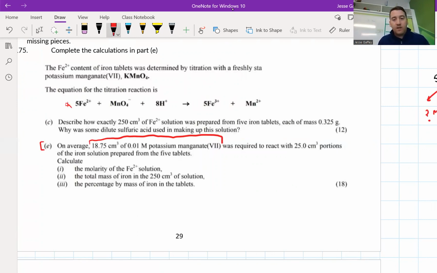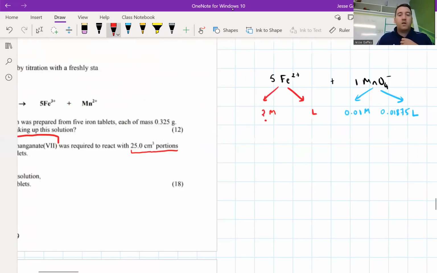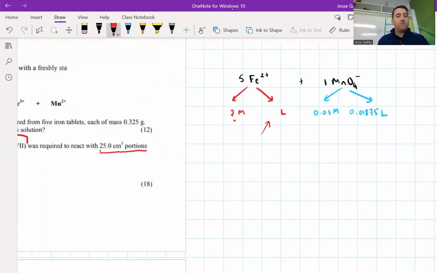Now the next part says it was required to react with how much each time of the iron solution. As you can see here, 25 centimeters cubed portions of the iron solution. So each titration had this much. So it's 25 centimeters cubed. So how many liters is that here? Pause the video and write that down.